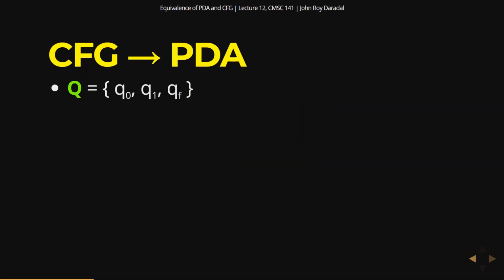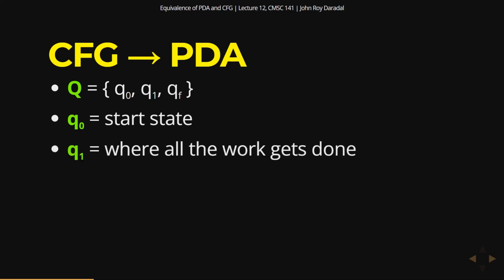So here's how. For the states of the PDA, we will have 3 basic states. We have Q sub 0, Q sub 1, and Q sub F. So Q sub 0 would be your start state. Okay, Q sub 1, we will call this the work state. This is where all the work gets done actually. Okay, and then Q sub F is your final state. You only transition here if the string is supposed to be accepted already. And of course the only final state would be Q sub F. Then Q sub 0 would be the start state also. So those are the states. We only need 3 states.